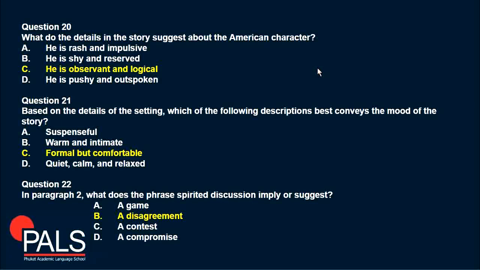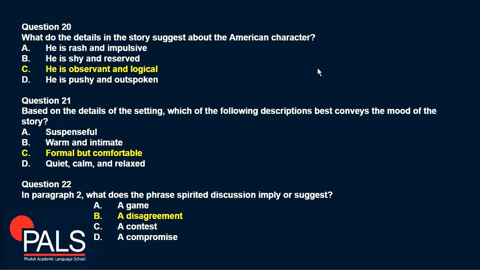There's a heated discussion, so it's not intimate, right? Formal, but comfortable. Yeah, it's formal. There's a lot of well-known guests. All right, so the description is showing elegance in the dining room with upper class guests assembled for a large dinner party, and that is tended by servants, so that creates a feeling of formality.